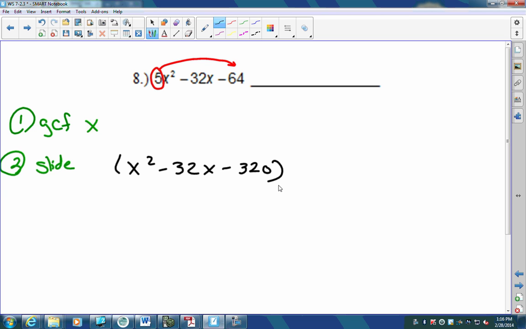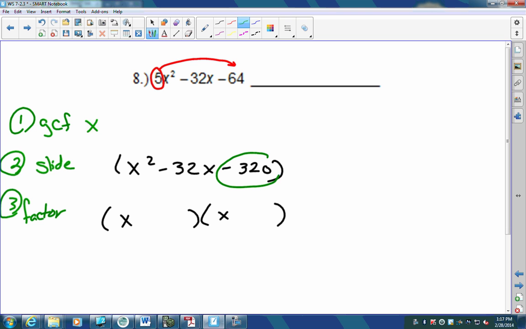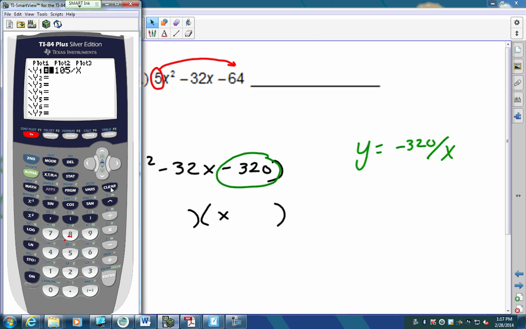320? Okay. All right, so now that I do this, I have to factor, right? So you've got to find, I've got x squared split up as x and x. Remember, find the factors of that last term. So in y equals, put negative 320 divided by x. And you can find the factors by hand. I just don't feel like writing all those out because that's a lot of them. Or we used to have to guess and check.